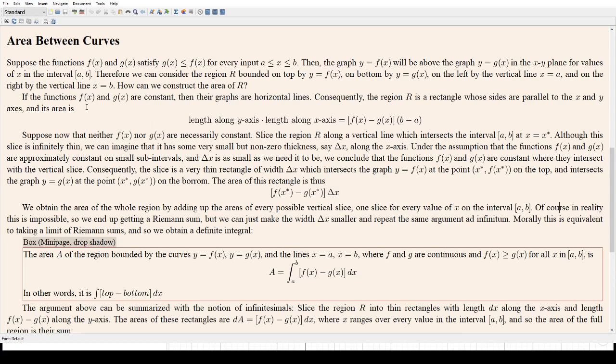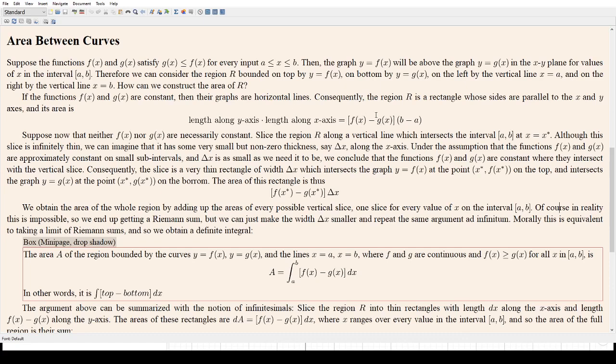Now, as always, we should start with the simplest case, and then try to make it more complicated from there. Well, the simplest case would be if the two functions are constant. If a function is constant, then its graph is just a horizontal line. Consequently, you would have horizontal lines on top and bottom, vertical lines on left and right. It's a rectangle. So its area is literally just length times width. It's the product of the two dimensions. So length along the y-axis times length along the x-axis.